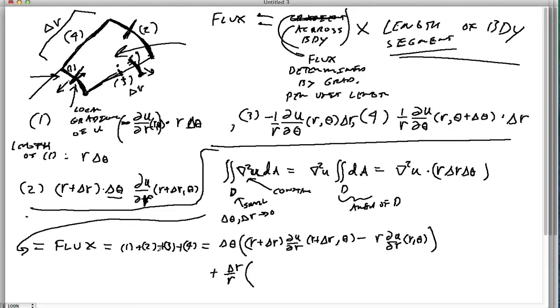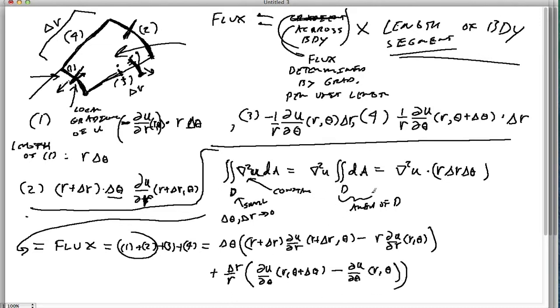And now we have to, so that was 1 and 2 we just did here. And then we have to put these in there. We have a partial of u with respect to theta, r theta plus delta theta, minus partial of u with respect to theta, r theta.